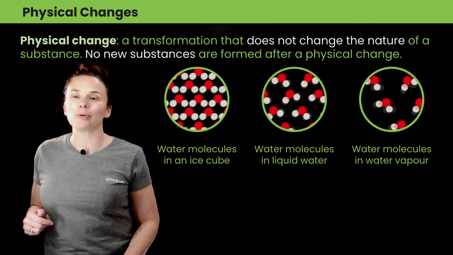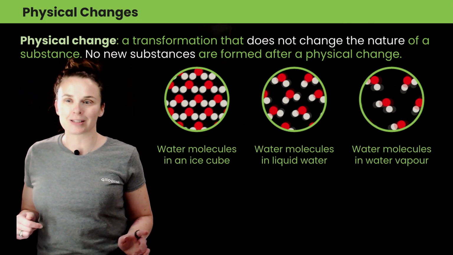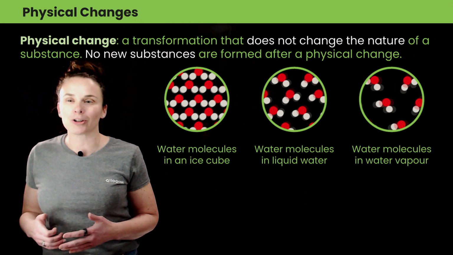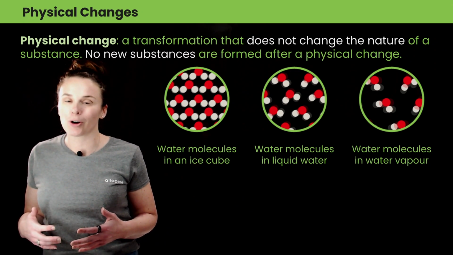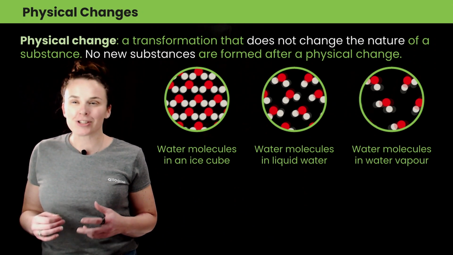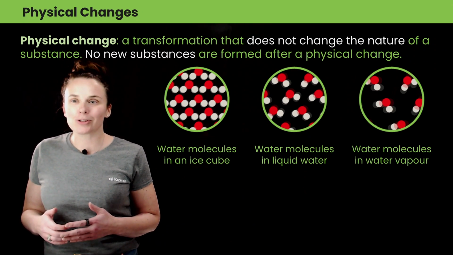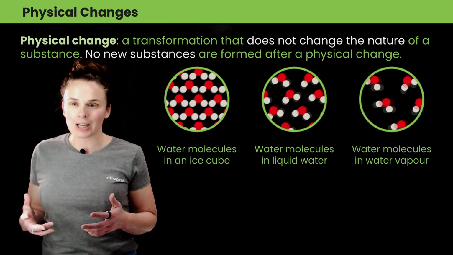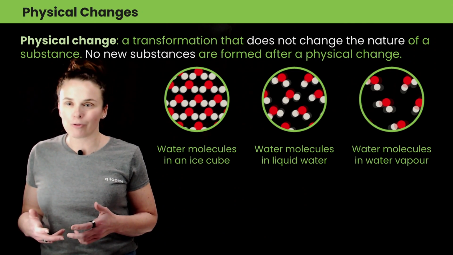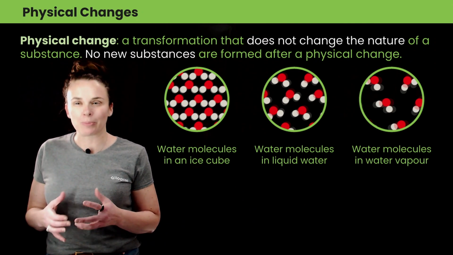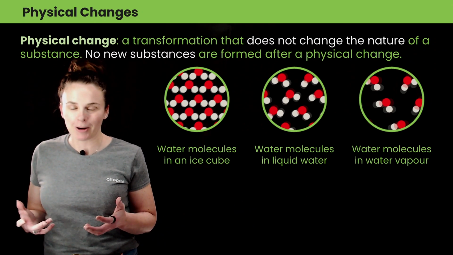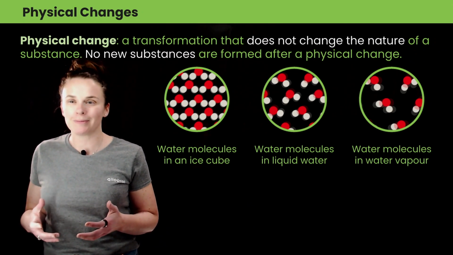So if we take the example of water in 3 different states, you can see that the water molecules in ice, in water, as well as in gaseous form are all identical. They're just organized differently. And so as you can see, the physical change does not alter the nature of whatever substance is involved. It's kind of like when we have a sheet of paper and you crumple it up. Paper's still paper regardless of its shape.